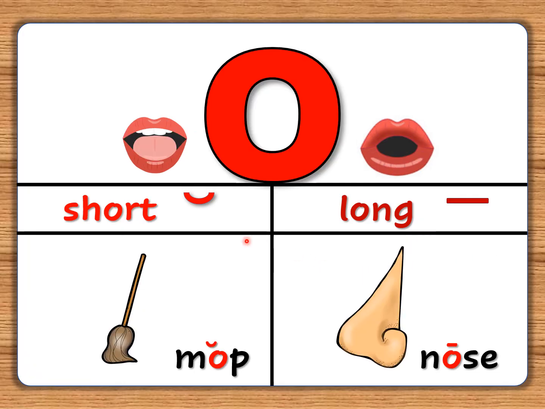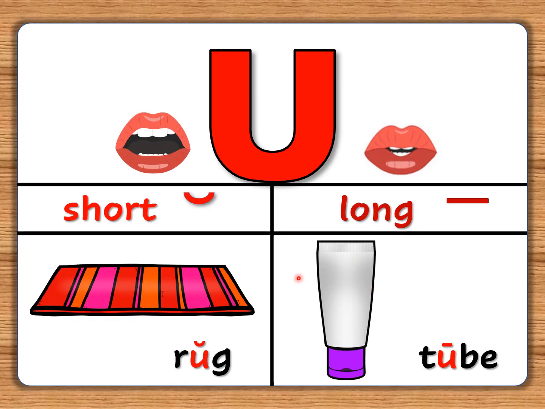The letter O also has two sounds. The short sound, as inside the word mop. The long sound, as inside the word nose, the O will say O, nose. The letter U, the short sound will be inside the word rug, and the long sound as in the word tube, which is the name of the letter.